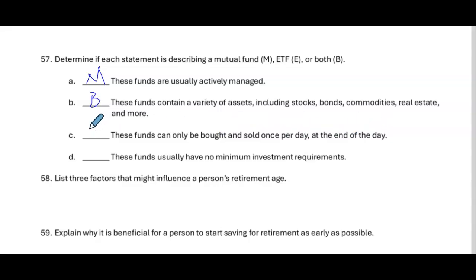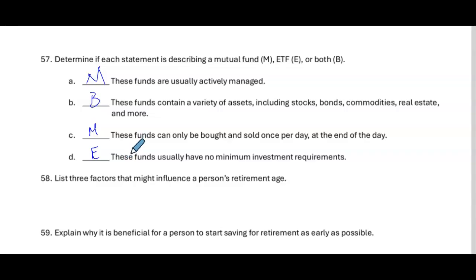These funds can only be bought and sold once per day at the end of the day. That describes a mutual fund. You cannot be trading those all day. It's just once at the end of the day that it's bought and sold. And finally, these funds have no minimum investment requirements. That is an ETF, when you can get in for very cheap, partly because it's automated, and then you don't have quite as big a commitment to it.